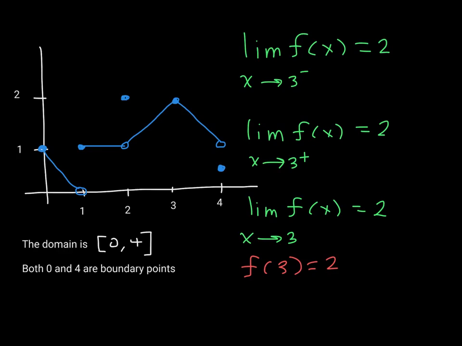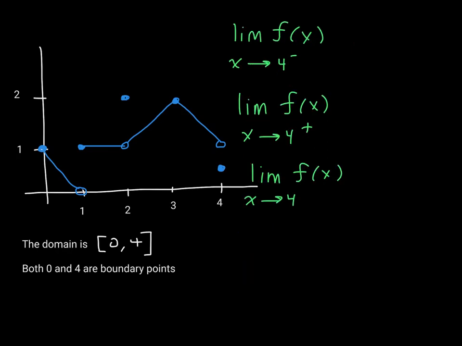All right, let's go to the boundary point 4. Here we go, folks. The limit of our function as x approaches 4 from the left: x values are approaching 4 from the left, and your function values are approaching 1. Very good. The limit of our function as x values approach 4 from the right. Wait a minute. The function is not even defined for x values to the right of 4. So we're going to say this one-sided limit does not exist.